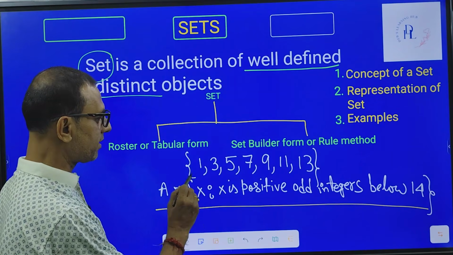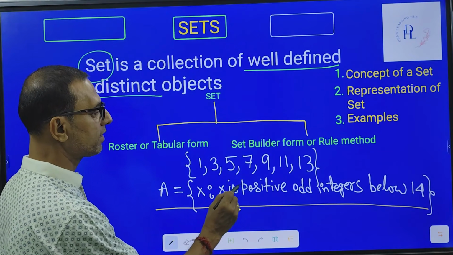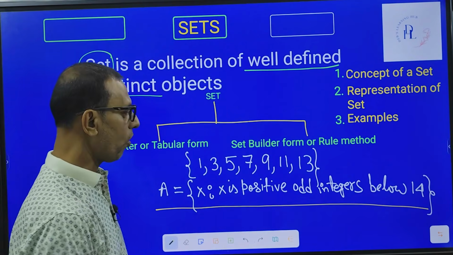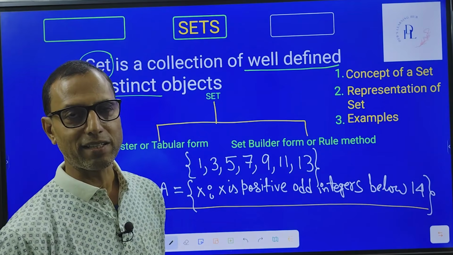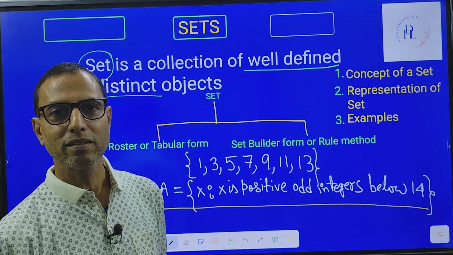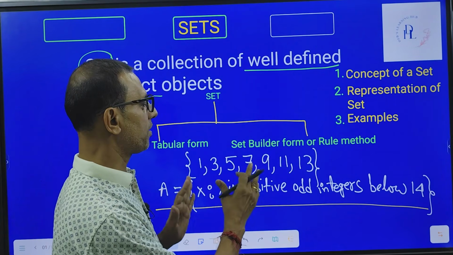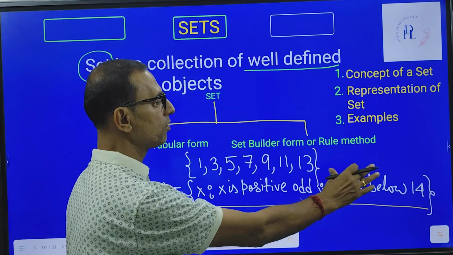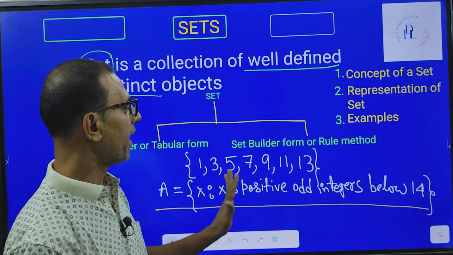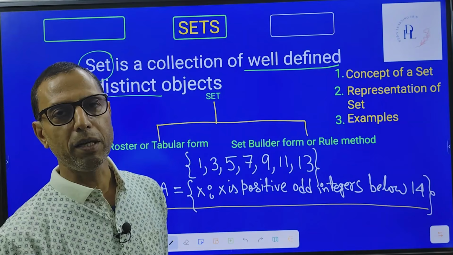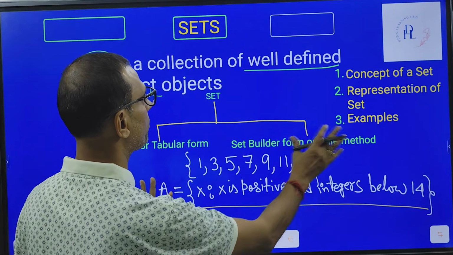x is representing all the members, where the property of x is positive odd integers below 14, or you can say x is natural odd numbers below 14. Natural numbers start with 1, right? So natural numbers start with 1 and continue from 1, 3, 5, 7, 9, 11, 13. All these numbers are below 14. So you can say either of these two, positive odd integers or natural odd numbers below 14. Got it? So that is the difference between roster or tabular form and set builder form.